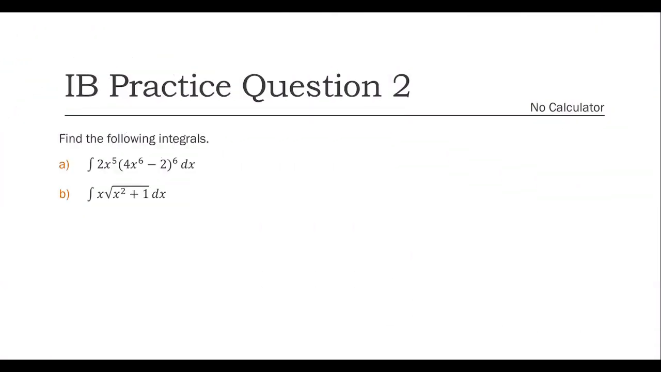Now we have our second IB practice question. It says, find the following integrals. So first we have the integral of 2x to the 5th times 4x to the 6th minus 2 to the 6th. So we have some number times x to the 5th times something to the 6th. So we'll use this thing inside the parentheses as our u value.